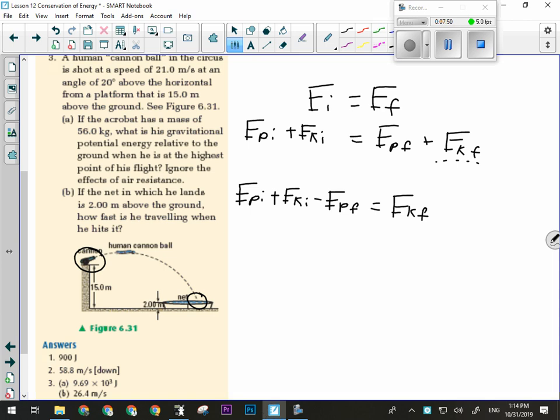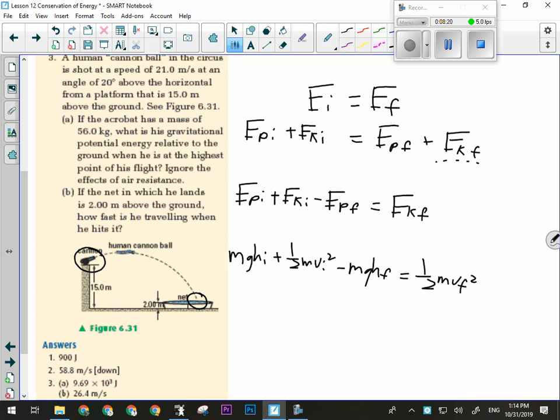Now I'm going to expand these out. Now I'm going to put in all the formulas. So m times g times h initial plus 1/2 m v initial squared minus m times g times h final equals 1/2 m v final squared. Ready with me so far? Okay, this is just like a roller coaster question from Science 10. It's just exactly the same.